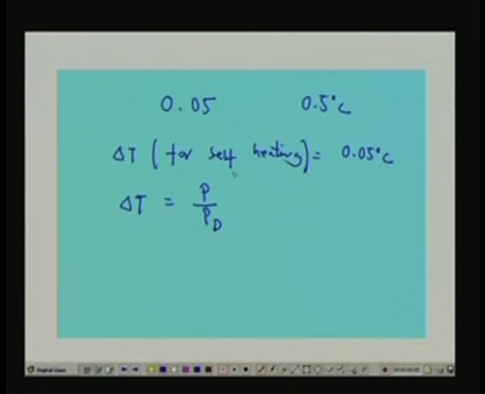Where P is the power dissipation in the RTD in watt, and PD is the dissipation constant of the RTD, in watt per degree centigrade, right. So, maximum allowable power dissipation in the RTD is equal to P equal to delta T into PD. This is the maximum allowable power dissipation in the RTD.